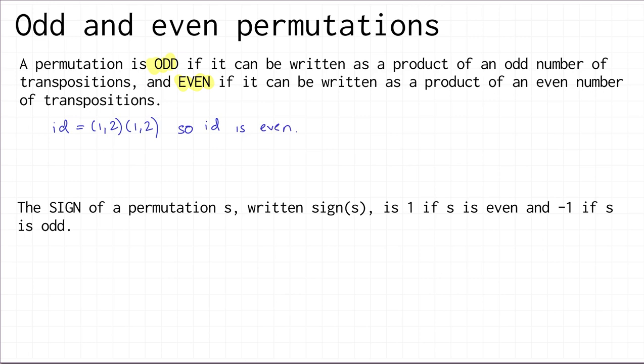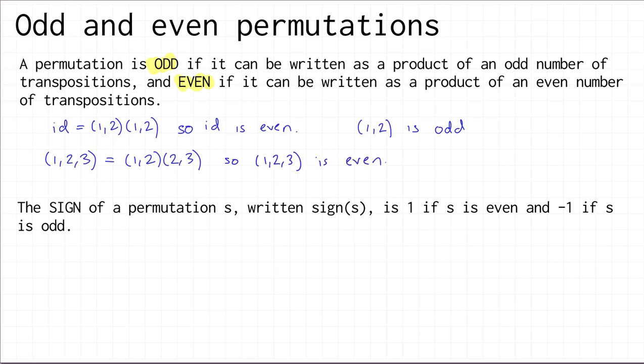On the other hand, if you had a single transposition, that's a product of one transposition. So (1 2) is odd. But if you had a three cycle, you have seen that we can write it as (1 2) times (2 3). That's a product of two transpositions, an even number of transpositions. So the three cycle (1 2 3) is even.